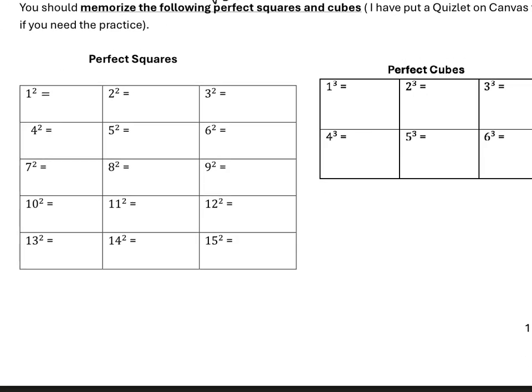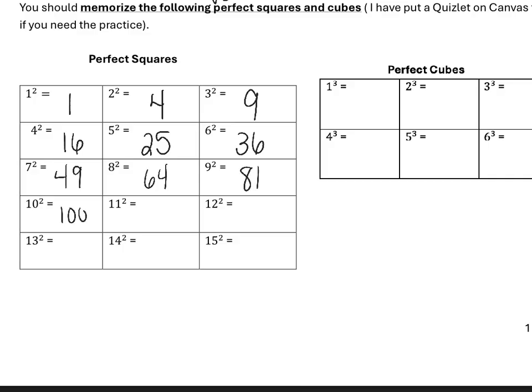Okay, 1 squared is 1. 2 squared is 4. 3 squared is 9. 3 times 3, right? When we square something, we multiply it by itself. 4 squared is 16. 5 squared is 25. 6 squared is 36. 7 squared is 49. 8 squared is 64. 9 squared is 81.